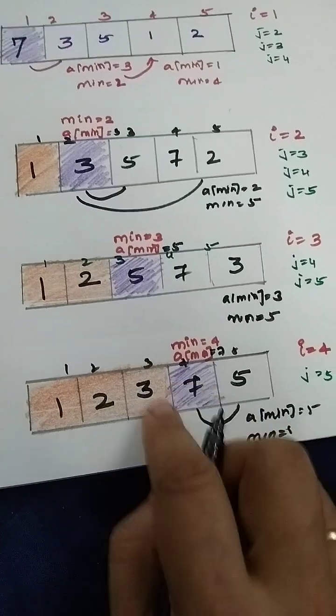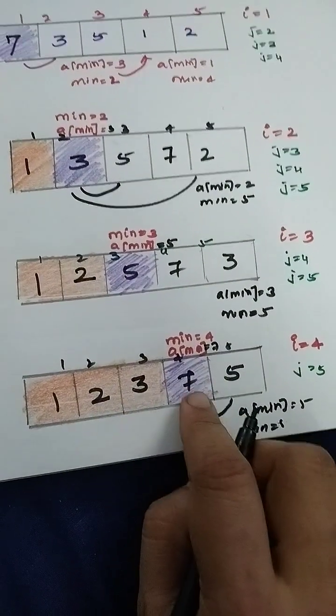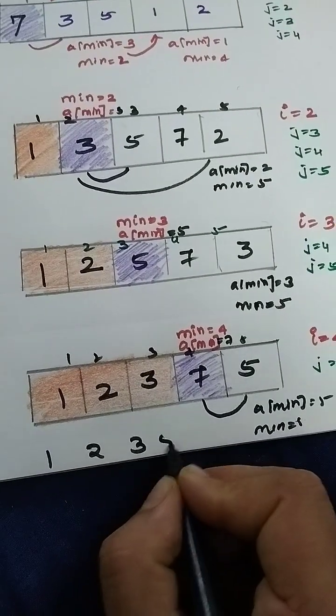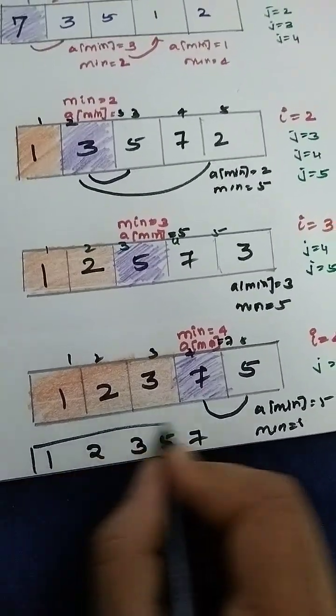That is also 5. So you have to swap this element. That is, the fourth element is swapped with the minimum element. That is, you get 1, 2, 3, 5, 7. This is the final sorted order.